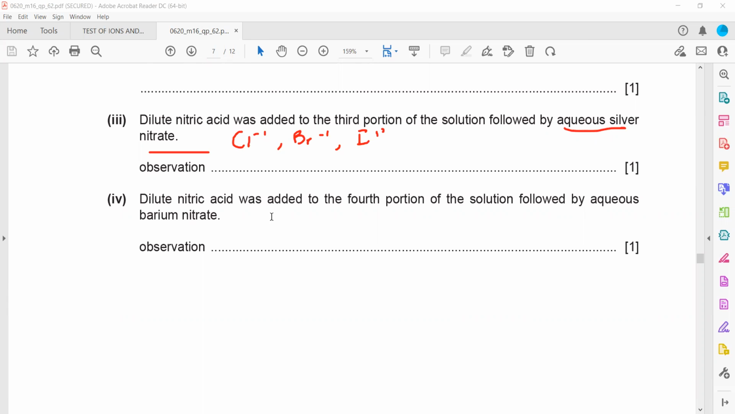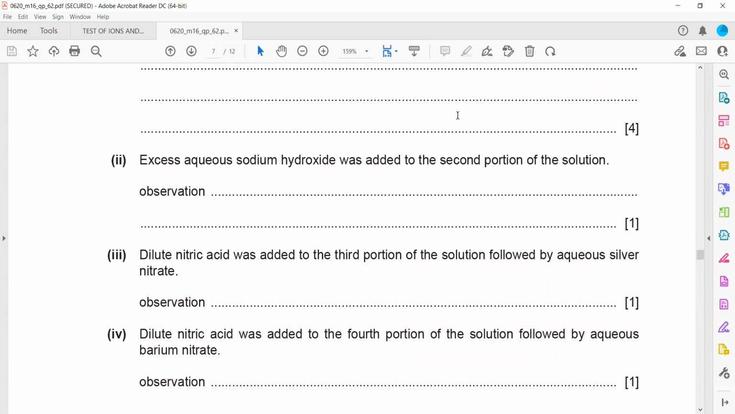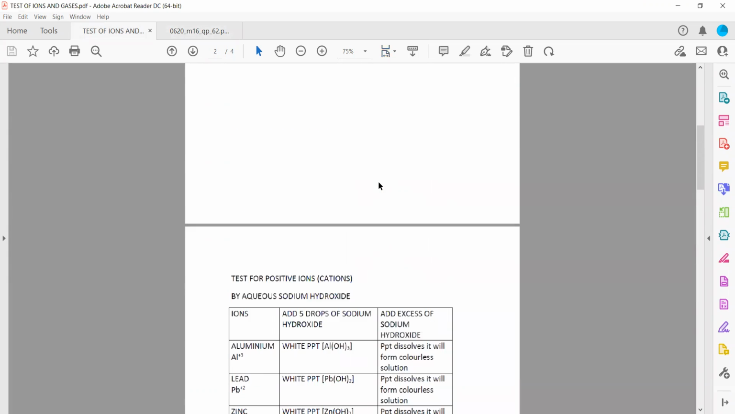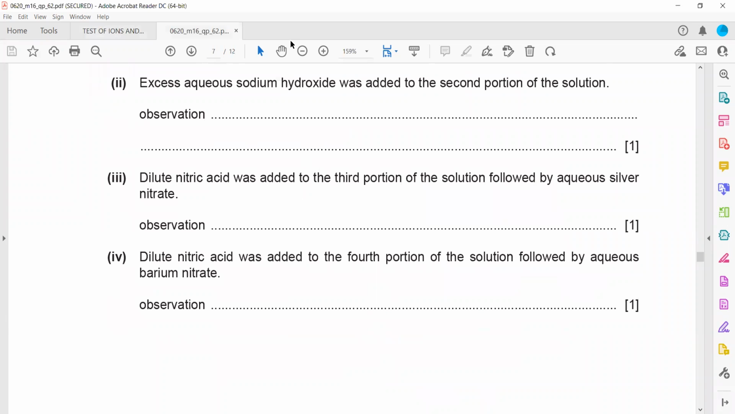In the beginning of the question, they already mentioned that this salt is copper 2 chloride. So if a salt contains a chloride ion and we are adding dilute nitric acid followed by silver nitrate, what is the observation? The observation is a white precipitate or white PPT. So here we will write white precipitate. In the exam, instead of writing full precipitate, you can write PPT. It is acceptable.